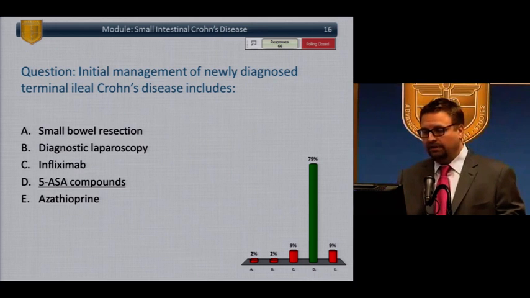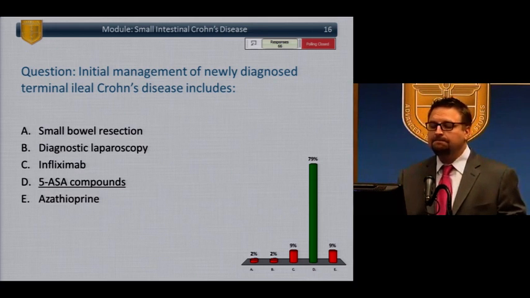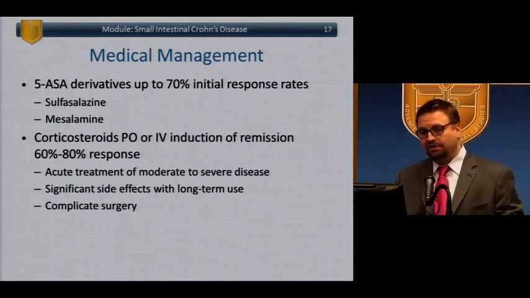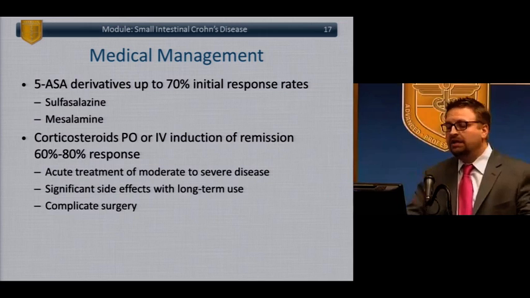Okay, great. Almost everybody got the correct answer, 5-ASA compounds. Again, this is a patient with newly diagnosed Crohn's disease. Of course, it depends on the severity and the presentation, but in general, 5-ASA compounds are going to be a good place to start in managing small bowel Crohn's disease.